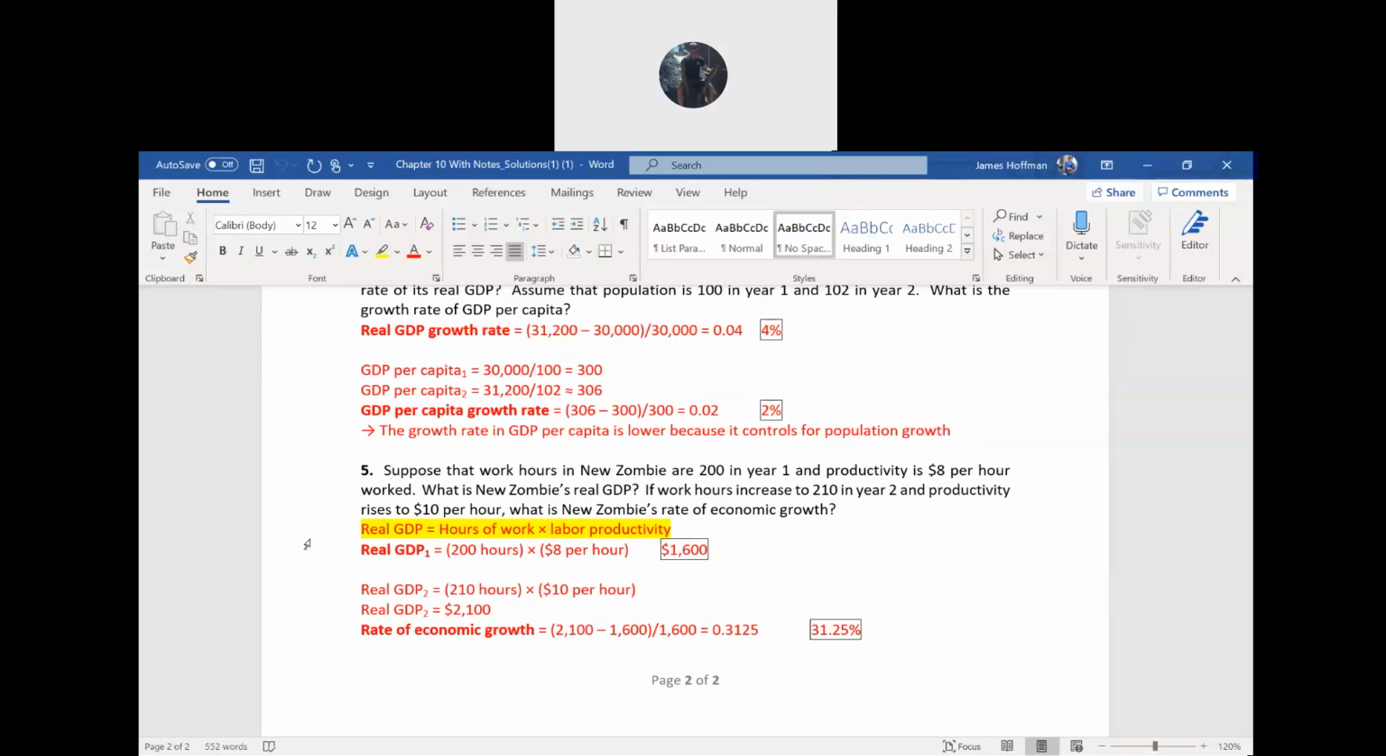Okay, and then for year two, it asks for the percent, the rate of economic growth. So first, we got to calculate real GDP in year two. In year two, 210 hours were worked. The productivity in year two was $10 per hour. So the real GDP in year two with this approach is 210 hours times $10 per hour, which is exactly 2,100.